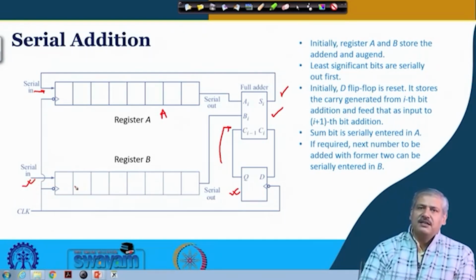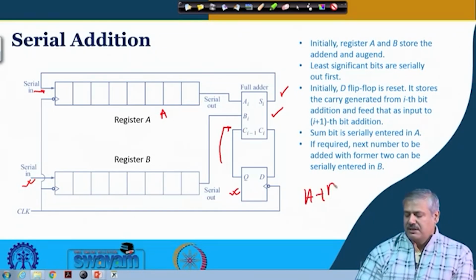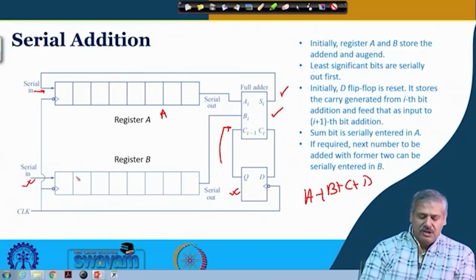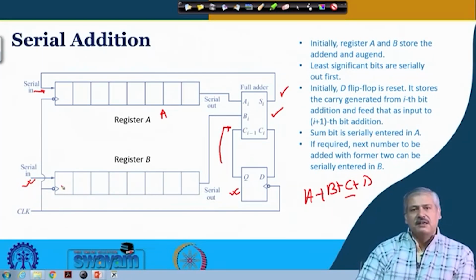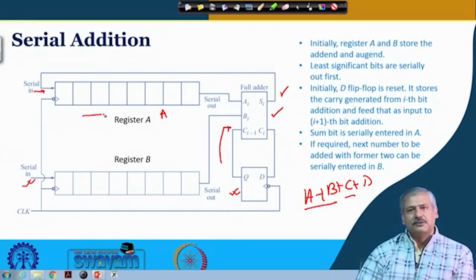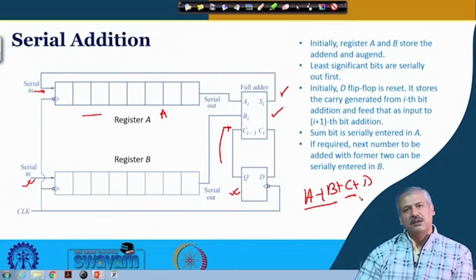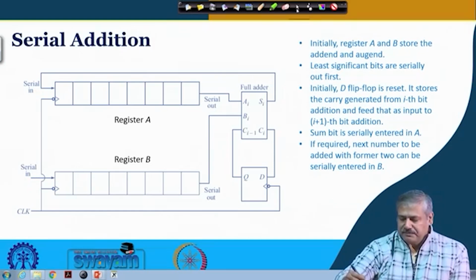we can put another number. So, if you are looking for consecutive addition of A plus B plus C plus D, more than 2 numbers, we can make C enter at that time through this particular serial in. So, after 8 clock pulses, what will happen? That A plus B result will be stored here, with carry, and by that time C is already loaded here. So, with another 8 clock pulses, A plus B plus C will be generated. So, this is the way it will go on. Is it clear?